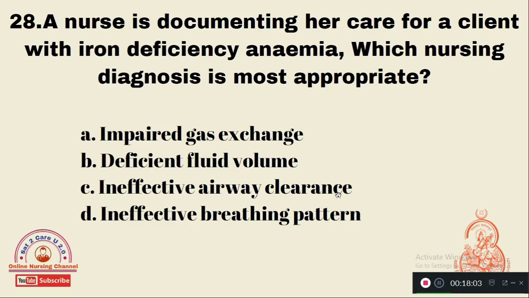Question number 28. A nurse is documenting her care for a client with iron deficiency anemia. Which nursing diagnosis is most appropriate? Option A, impaired gas exchange. Option B, deficient fluid volume. Option C, ineffective airway clearance. Option D, ineffective breathing pattern. Which is the most common diagnosis related to iron deficiency anemia to be documented by the nurse? The right answer is impaired gaseous exchange because of decreased hemoglobin level.